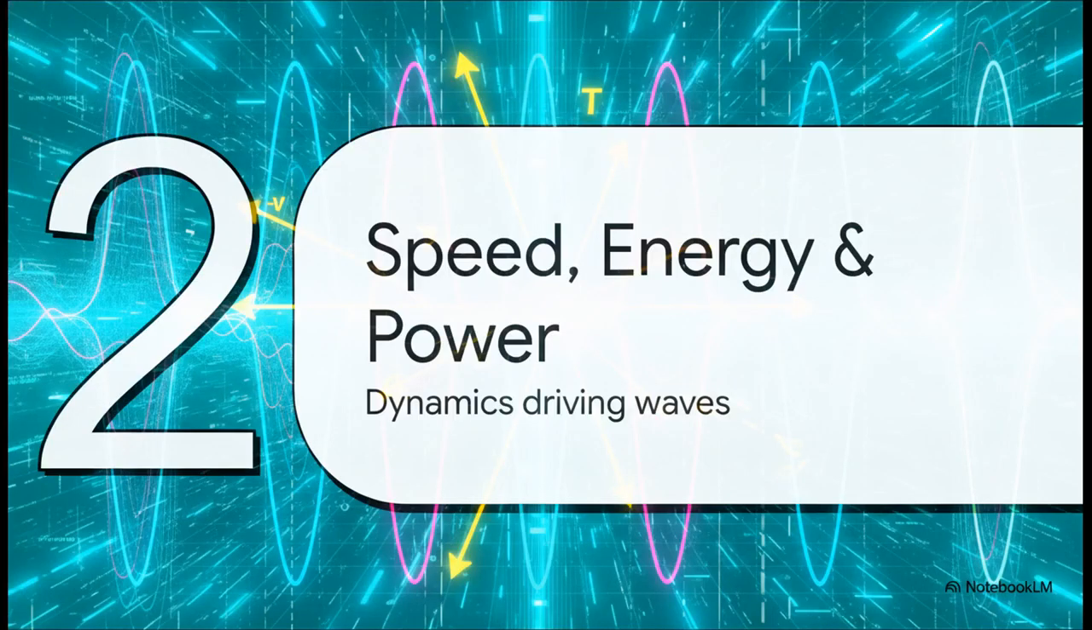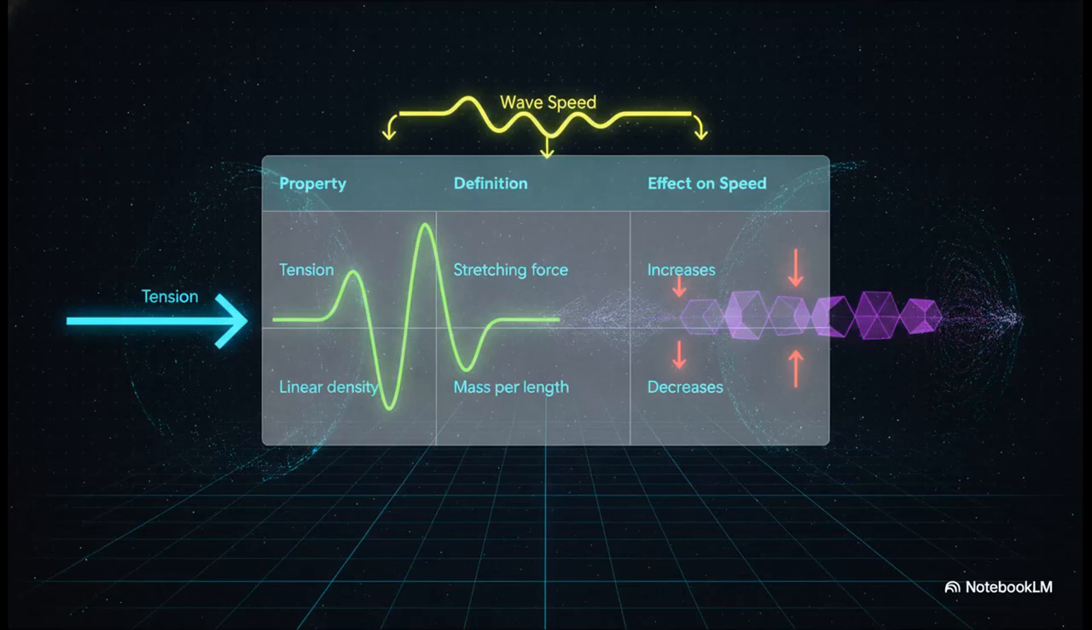Section 2. Speed, energy, and power. The dynamics driving the wave. So there's literally a physical tug-of-war going on inside the string that dictates its wave speed. On one side, you've got tension, the elasticity or stretching force pulling the string taut. That makes the wave snap back faster, which increases speed. On the other side, there's linear density, which is the mass per unit length, or basically the string's sluggishness. That makes it heavier and harder to move, decreasing the speed. Ultimately, it isn't about how hard you pluck it. It's completely about the properties of the medium itself.